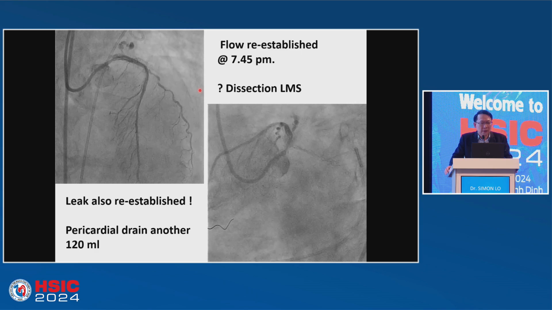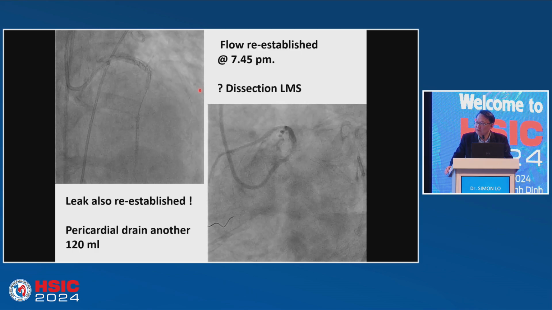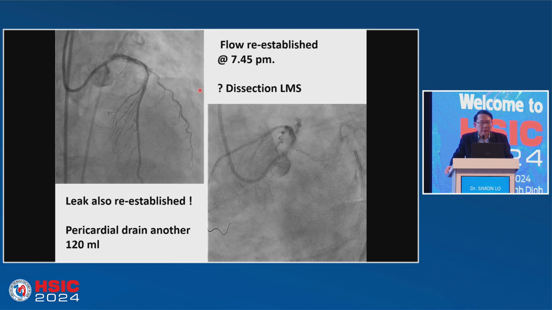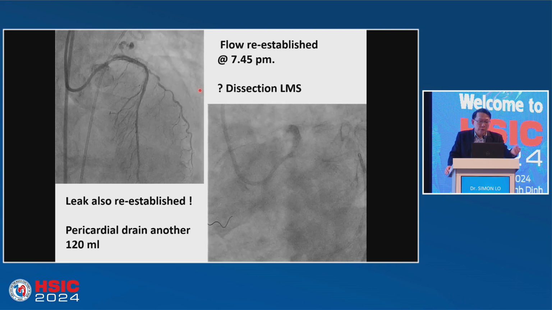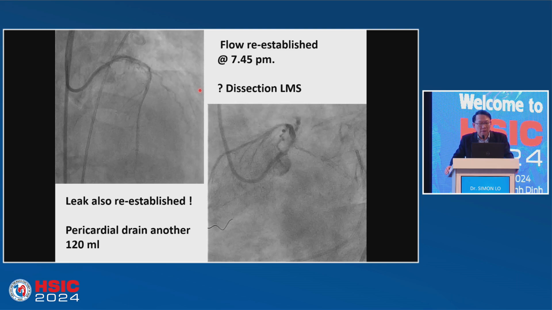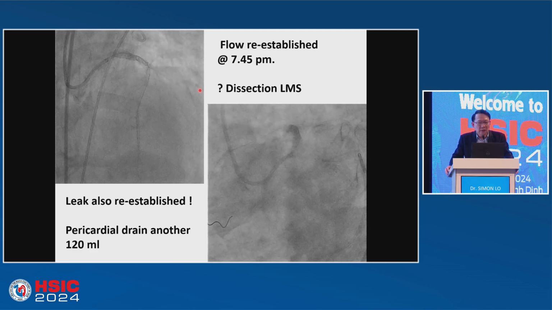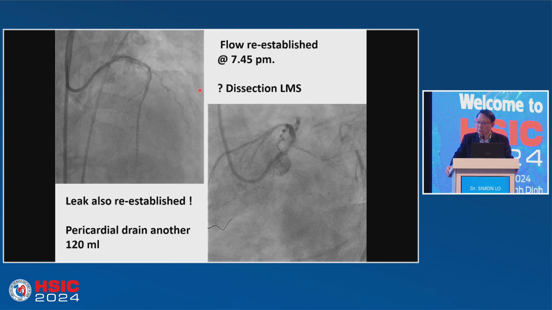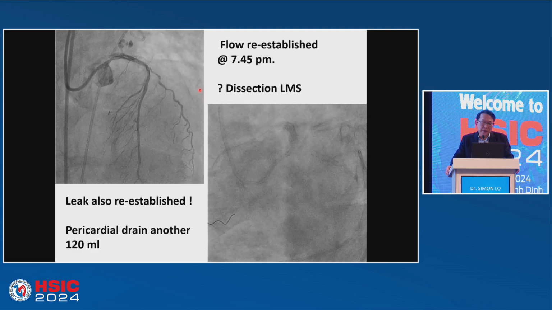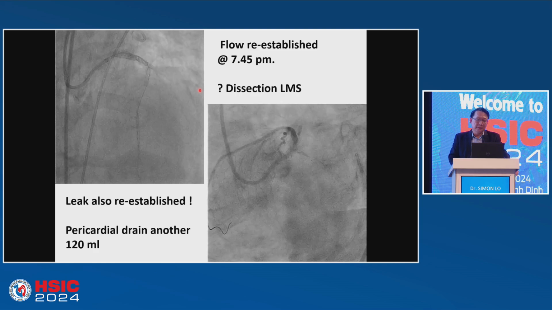But I wonder whether there was a dissection in the left main stem. Okay, it may be due to manipulation of the guiding catheter and so on. But unfortunately, the leak was also re-established. And then pericardial drain, another 120 mil.